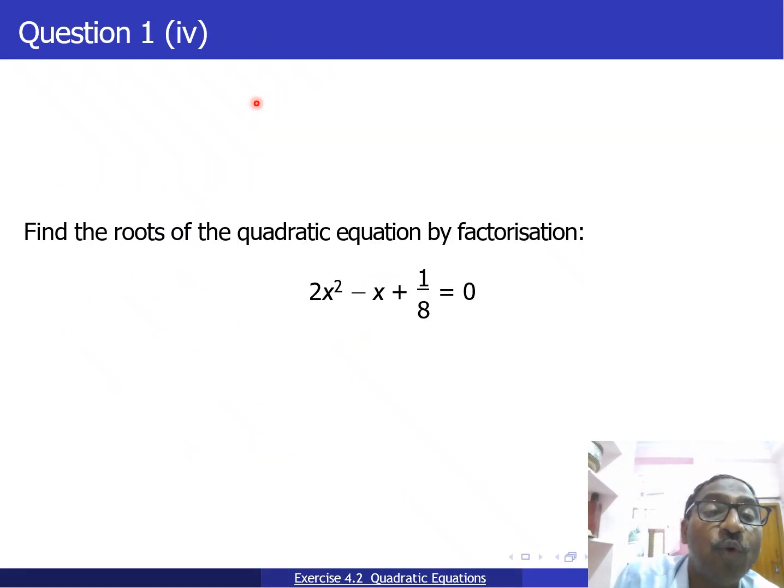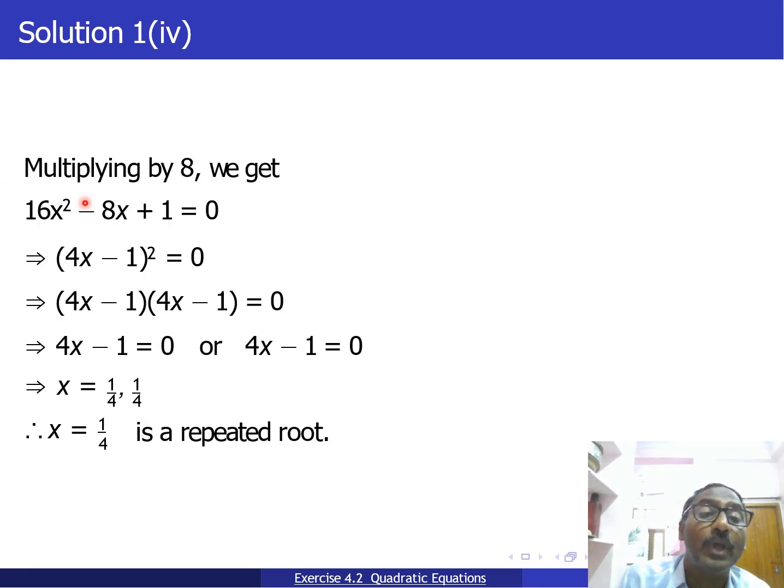Next, question number 4. In question 1, fourth bit. Find the roots of the quadratic equation by factorization. 2x square minus x plus 1 by 8 equals 0. Multiplying by 8 we get 16x square minus 8x plus 1 equals 0. There implies we can write it as 16x square minus 2 times 4x plus 1 square.